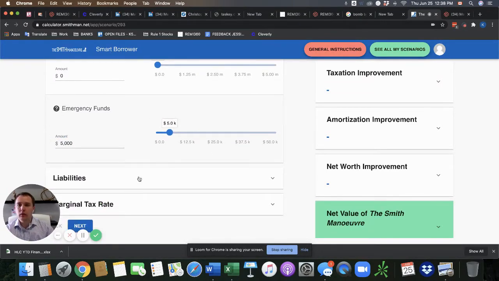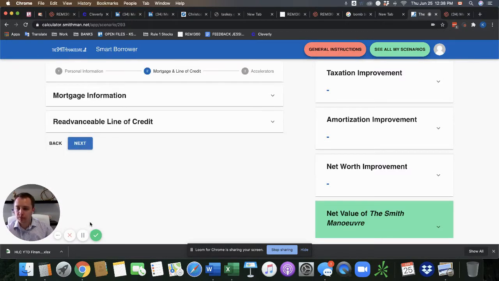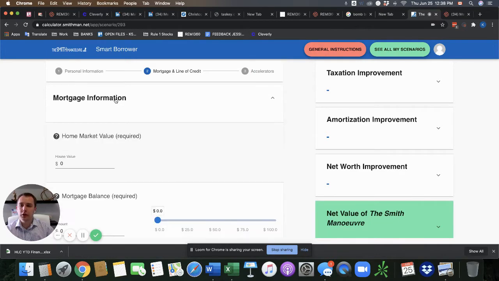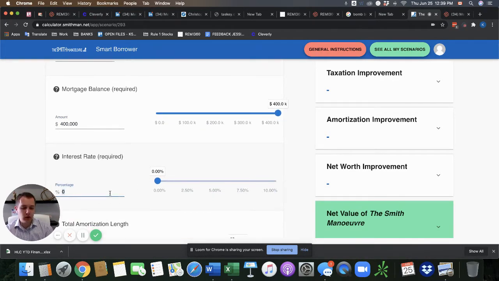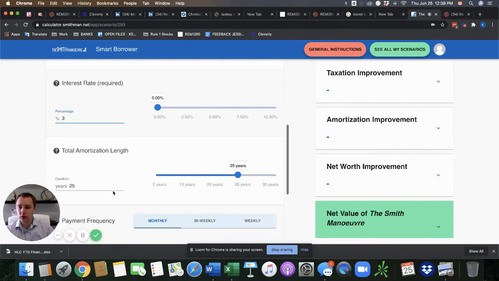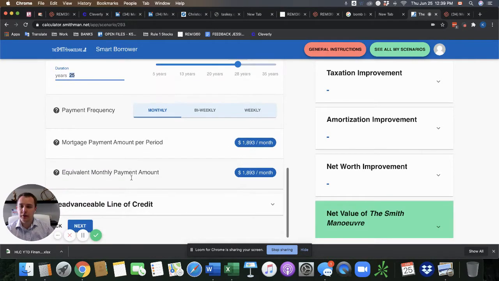Liabilities, I don't use any for the purpose of this calculation. Marginal tax rate, I will put around 35% here. And then your mortgage information. If you take the average home at $500,000 and a mortgage balance of $400,000 to get this strategy to work, and an interest rate I will just put at a conservative 3%. As of today, rates are lower, just a little bit over 2%, but I use conservative numbers. Amortization will be 25 years.